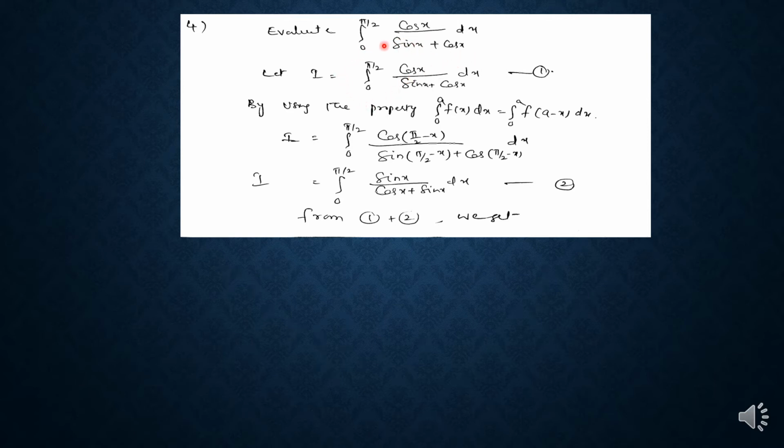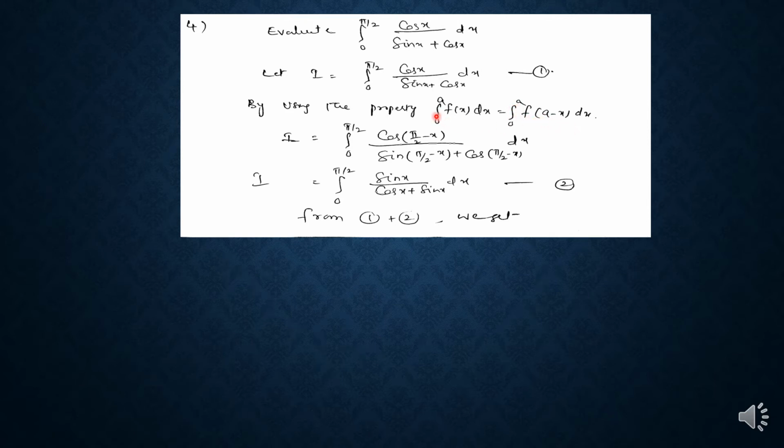The given integrand is cos x by sin x plus cos x. Let us take the given integral as I is equal to integral 0 to pi by 2 cos x by sin x plus cos x dx. Say this is the first equation. So by using the fifth property, integral 0 to a f of x dx can be written as integral 0 to a f of a minus x dx. A means here the upper limit.